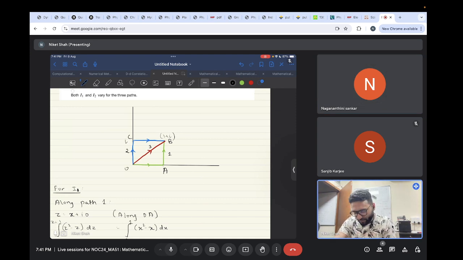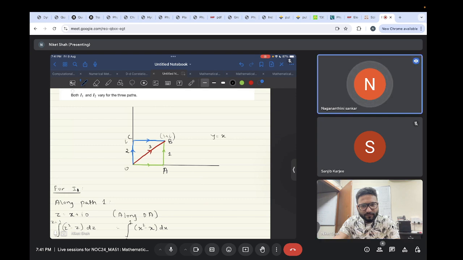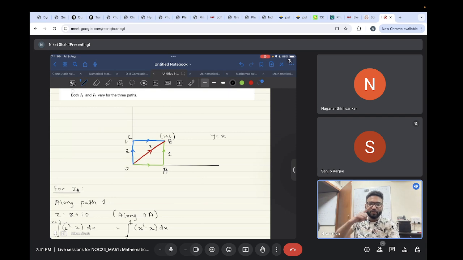Along path 3, you're saying the value is y minus x. Y is equal to x along this path, yes. z is equal to x plus iy. So basically, when I'm going along this path, z is equal to x plus iy, so x and y themselves are real values, right?